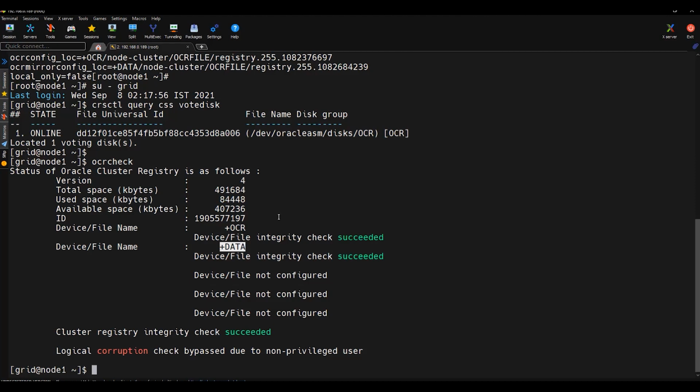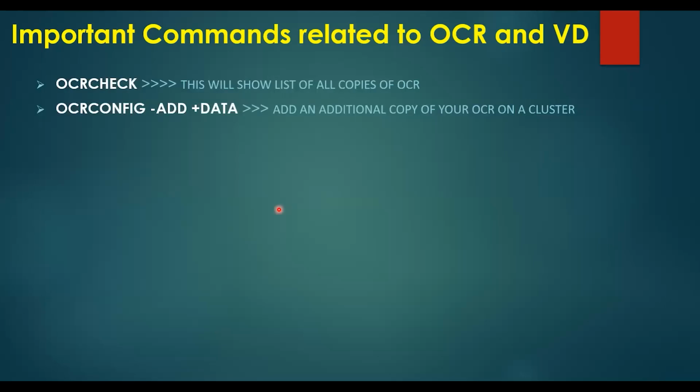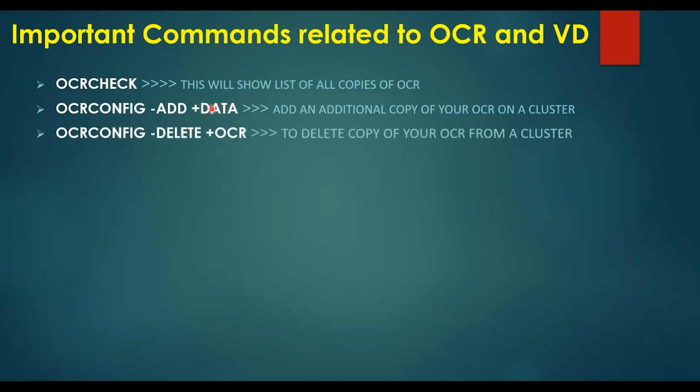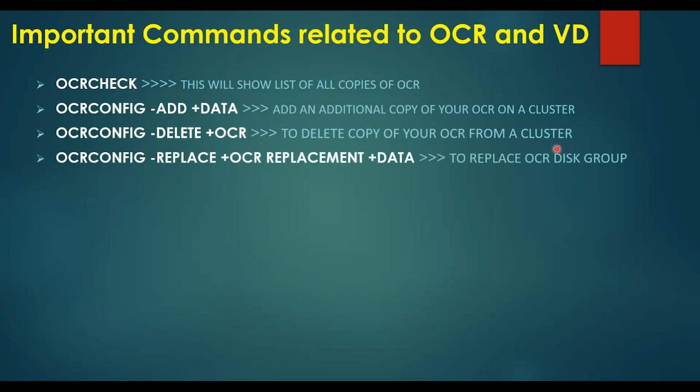This is how you can verify. Sometimes we need to add an additional copy of OCR. In this case, you can run ocrconfig -add and the location of the shared disk group. So you just have to run ocrconfig -add and then the data disk group name. This will add it. You can also delete, using ocrconfig -delete with the OCR disk group to delete a copy of your OCR from the cluster. This is how you can do it.